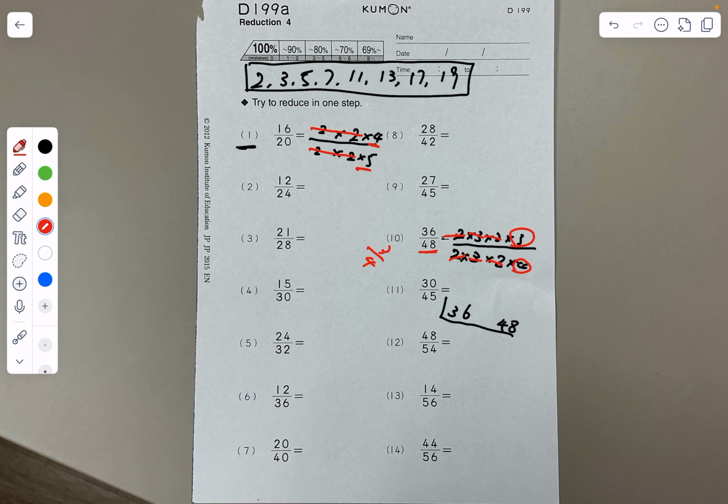Can I give you a hint? Can we start with 2 or 3? If we start with 2 or 3, I can put a 2 over here, right? So now you're going to do division. What's 36 divided by 2? 18. Very nicely done. What's 48 divided by 2?